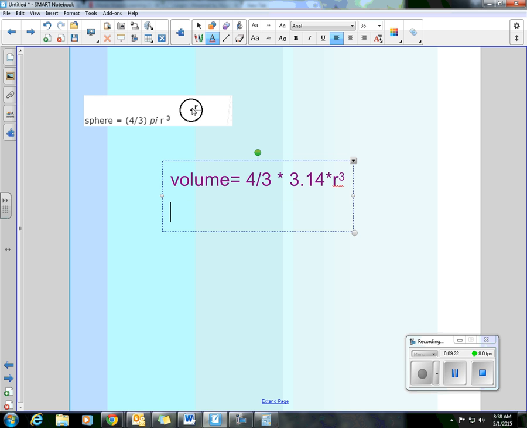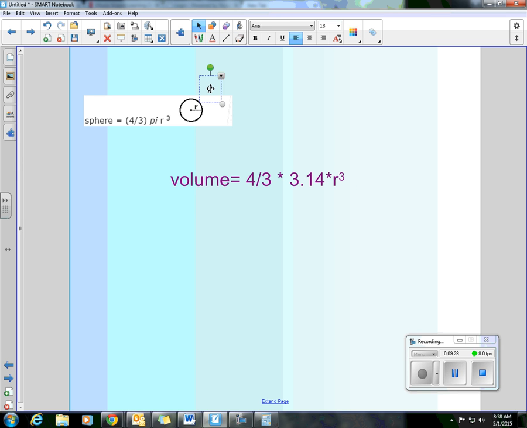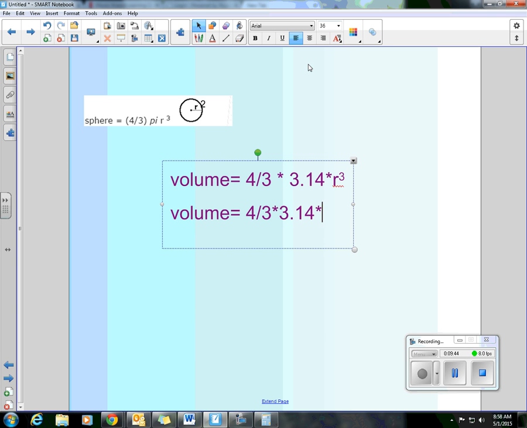Let's just say that our radius is 2. I want to fill in some easy numbers. So here we go. Volume is 4/3 times 3.14 times 2 cubed. We should remember what cubed is from our last problem, but if we don't, it's okay. It's 8.